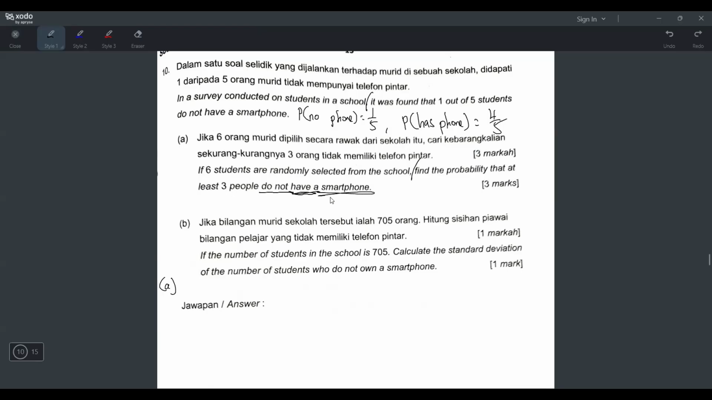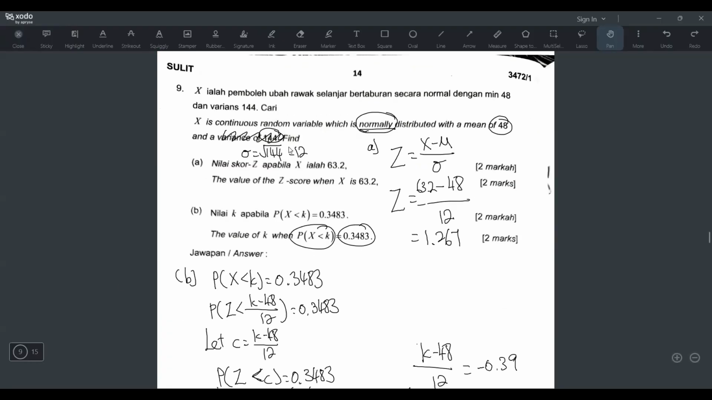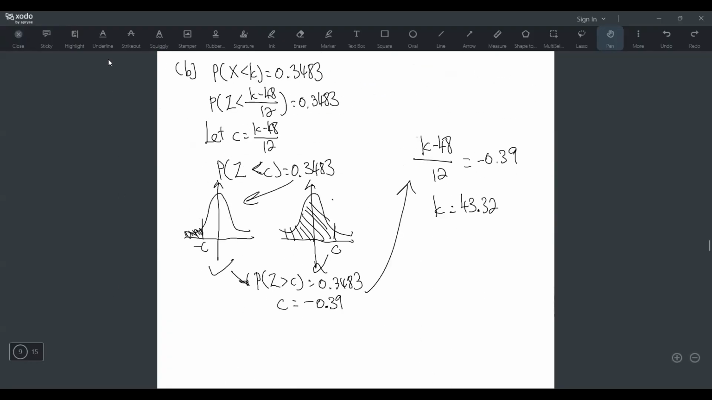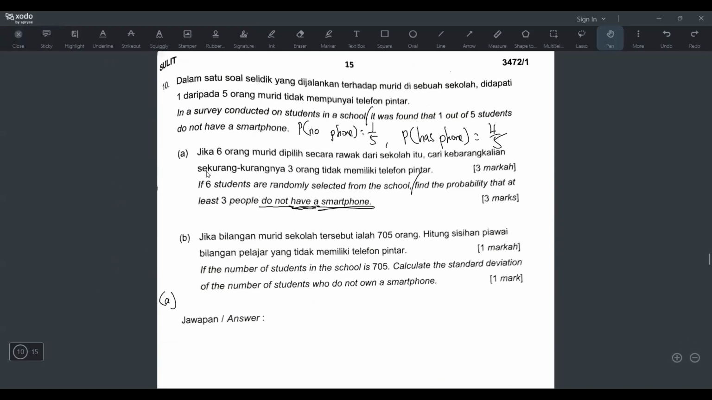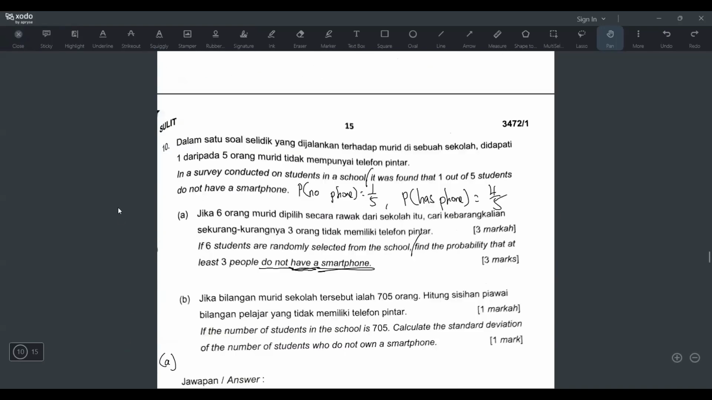Okay, by the way, what chapter is this? This is also under probability distribution, same with number 9. But number 9 is a normal distribution. Number 10 is a binomial distribution. So number 10, you don't need to use the other one because this is binomial.